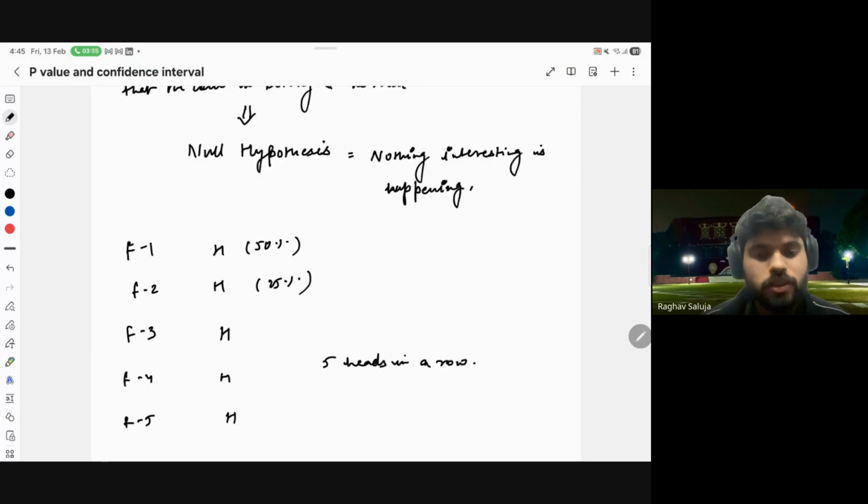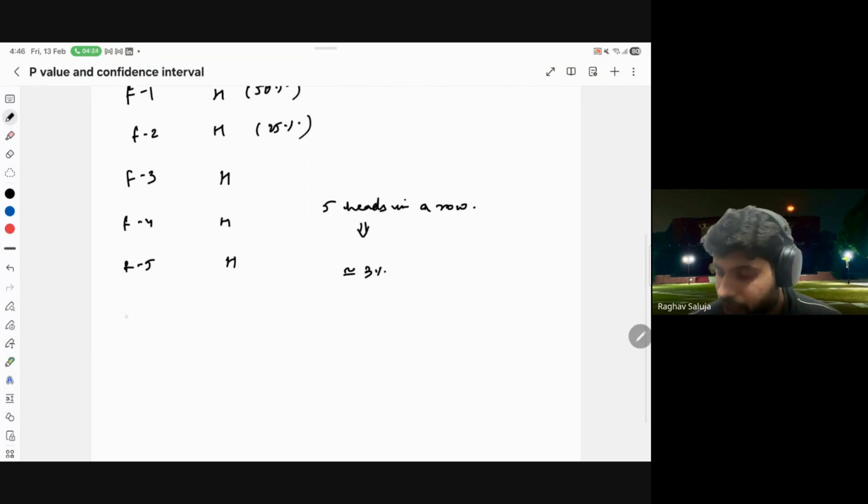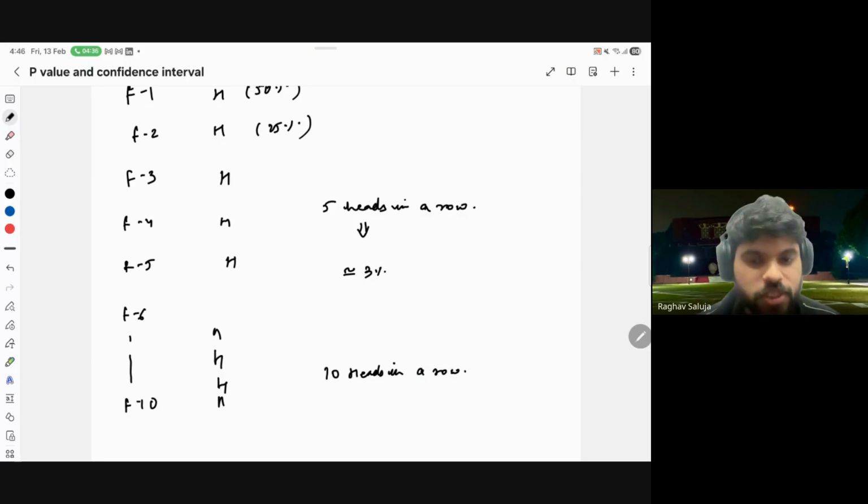You start to doubt Shyam because the probability of this happening by pure luck is close to 3%. So you're getting suspicious that this can't just be pure luck, that I toss the coin five times and get five heads in a row. You keep on doing this, and all the times you get a head. So you get 10 heads in a row. That's when you become suspicious.